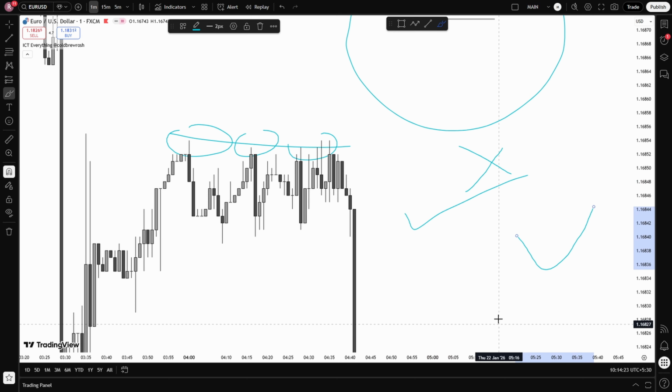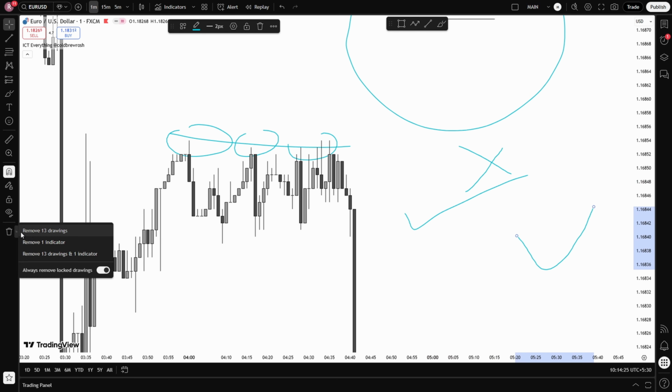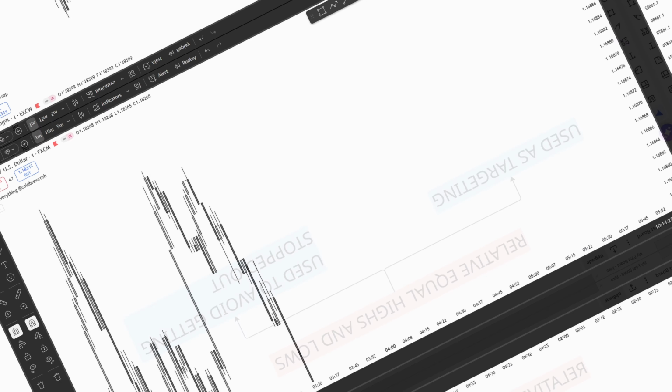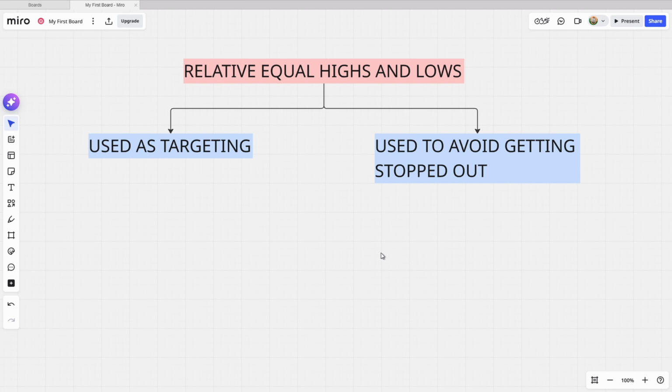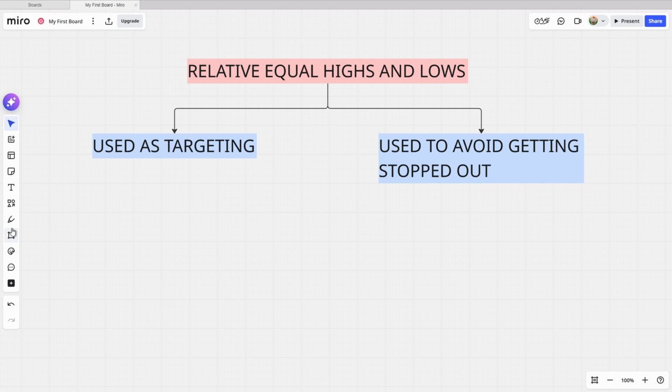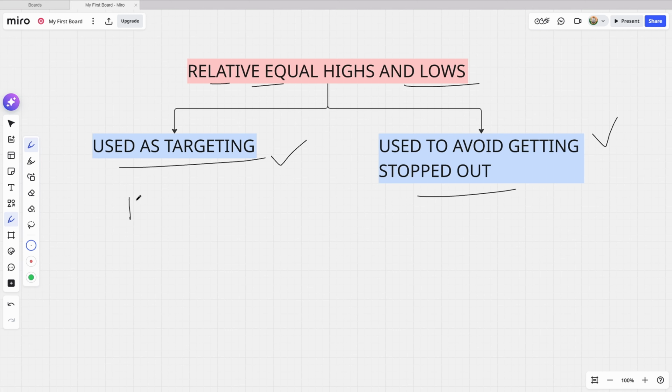Now let me show you how you are going to use equal highs and equal lows properly in your trading. There are actually two simple and practical ways to use them. The first way is by using them as targets. I am not saying that you should only target equal highs and equal lows in every trade. That is not the point. What I want you to do is align them with your targets.